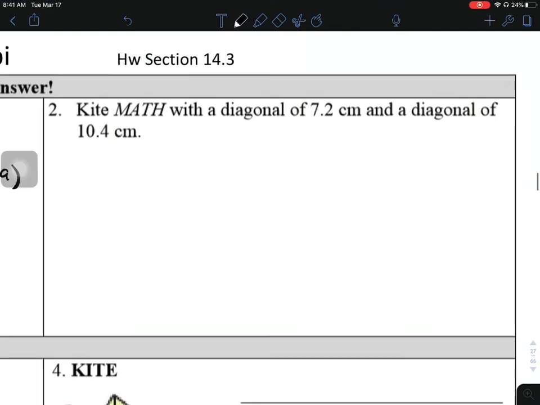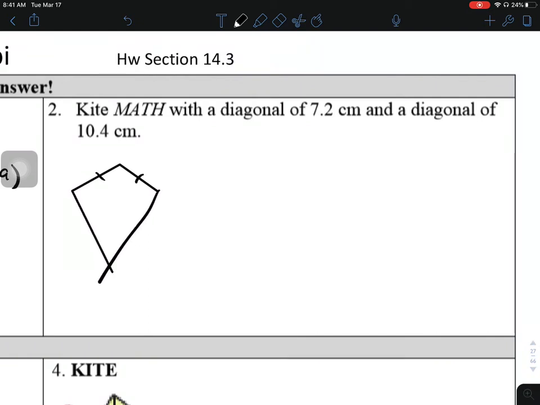Number 2. Kite math with a diagonal of 7.2 and a diagonal of 10.4. A kite has a pair of sides that are the same length and they're adjacent to each other, and another pair of sides are the same length and they're adjacent to each other. You can label around this any way you want because it doesn't tell us the relationships of the letters. We just know we have to go in the same order.